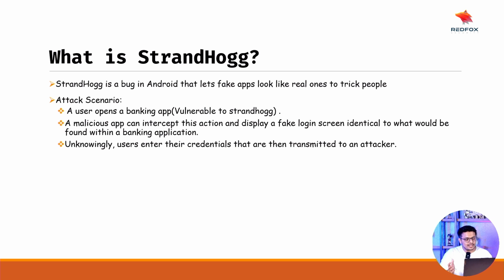Let's assume that there is a banking application which is vulnerable to StrandHogg vulnerability. A user opens a banking app which is vulnerable to StrandHogg. A malicious app can intercept this action and display a fake login screen identical to what would be found within the banking application. Unknowingly, the user enters the credentials and they are transmitted to an attacker. To give you an understanding of how this vulnerability works, we need to understand different components of Android.